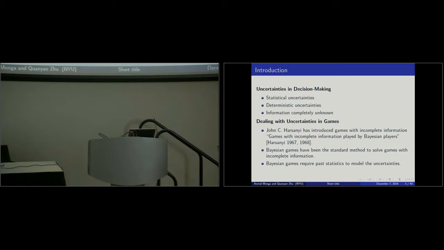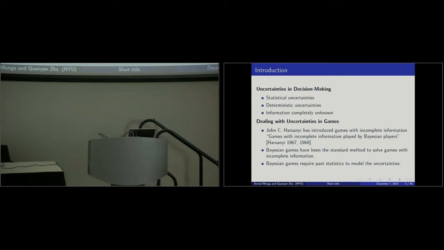One is looking at statistical uncertainties, where we have some distribution about the uncertainties, and we can do something with that. Sometimes it is deterministic uncertainty, meaning that we do not know exactly what it is, we know it is within a range. And then there is information that is completely unknown. Sometimes we don't have any statistical or deterministic information regarding the entry, so these are completely unknown.